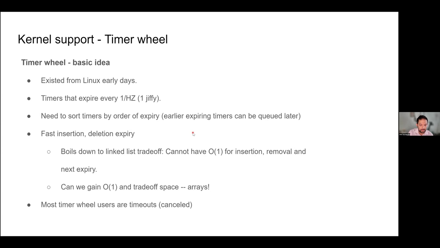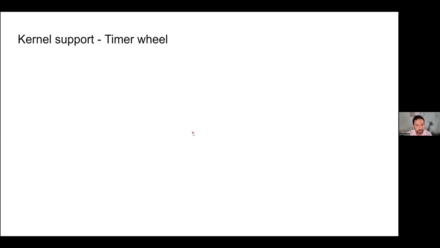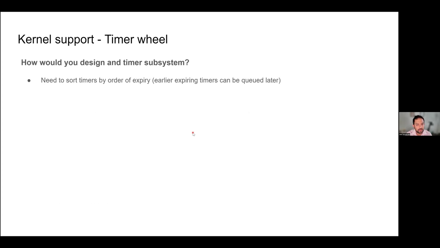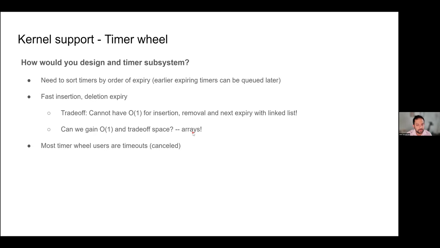The other important thing about the timer wheel is that most timers are canceled before they expire. At least the ones that use the timer wheel are mostly timeouts, and a timeout is like an error condition most of the time. If a timeout happens, that's when the timer is expired. But hopefully a timeout mostly never happens, and the timer is removed. So the timer wheel optimizes for that situation.